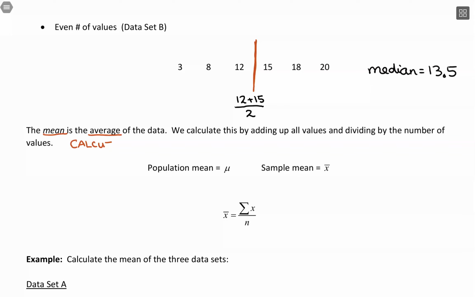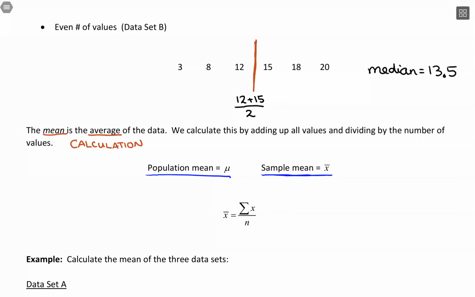So with this, what we're going to do is add up all of the data values and divide by how many there are. So we've talked about this notation a little bit, but for the population mean, we use the symbol mu. Typically that will be given to us. We'll rarely be calculating a population mean because having population data to begin with is really difficult. Most often we'll be using the symbol x bar for our sample mean, since most often we'll have sample data.